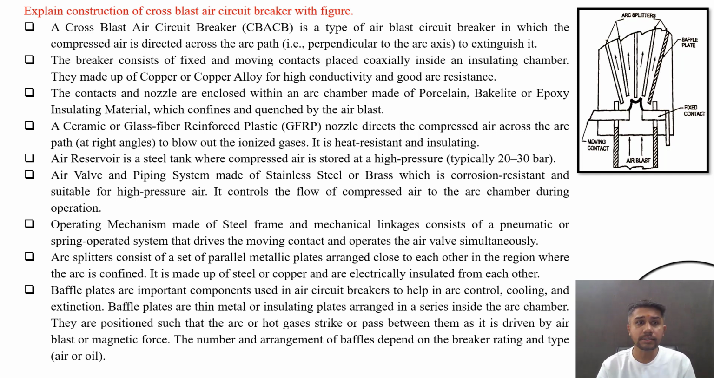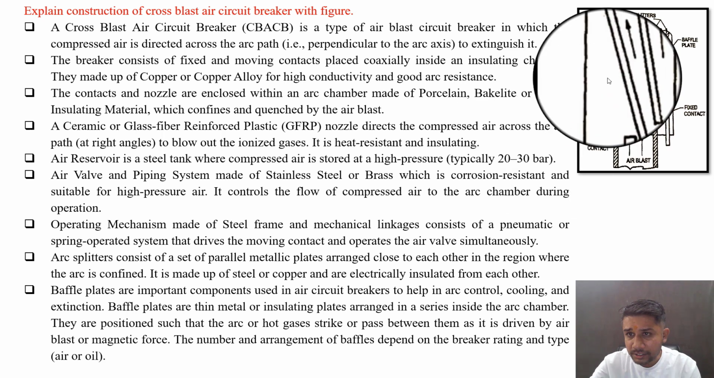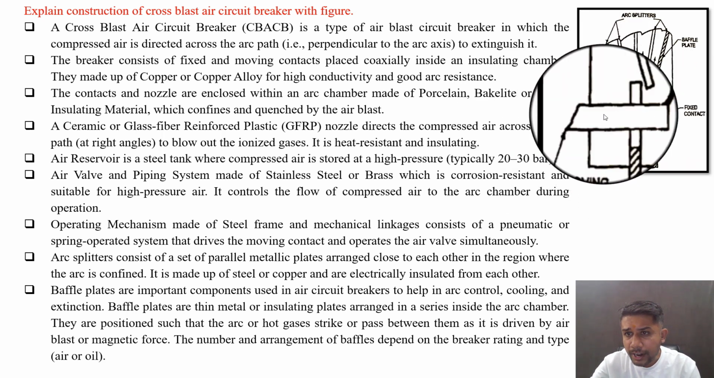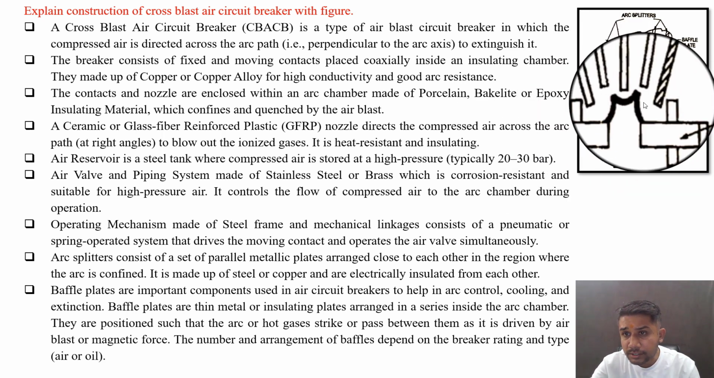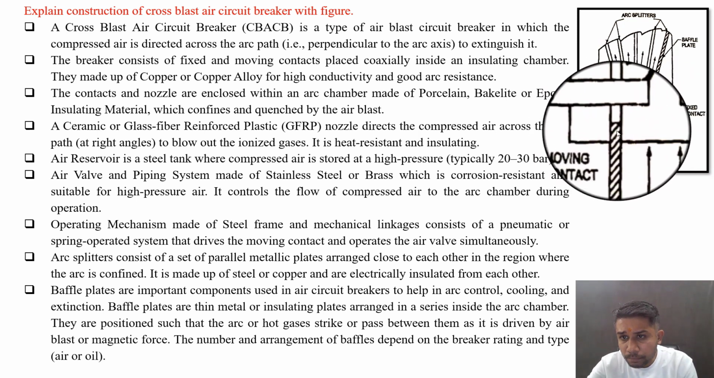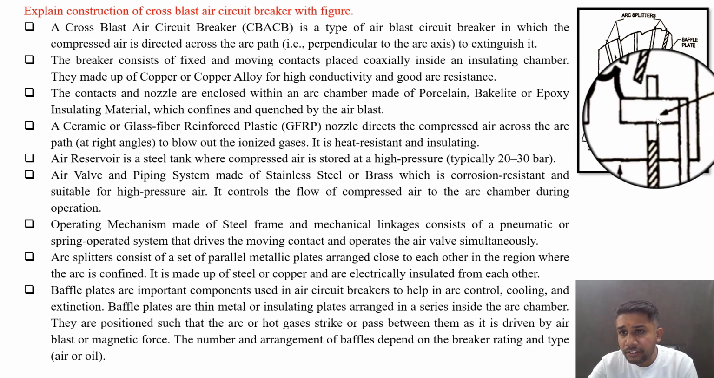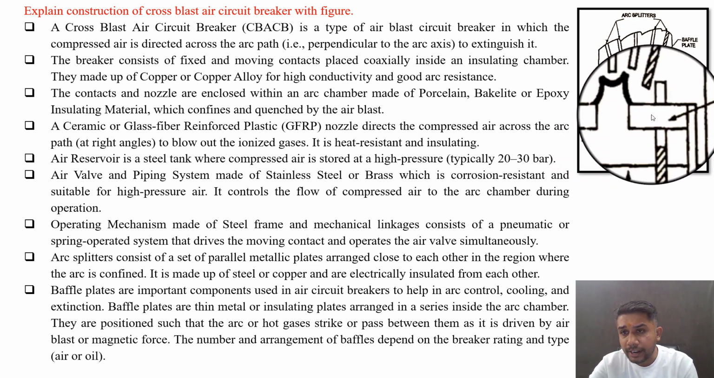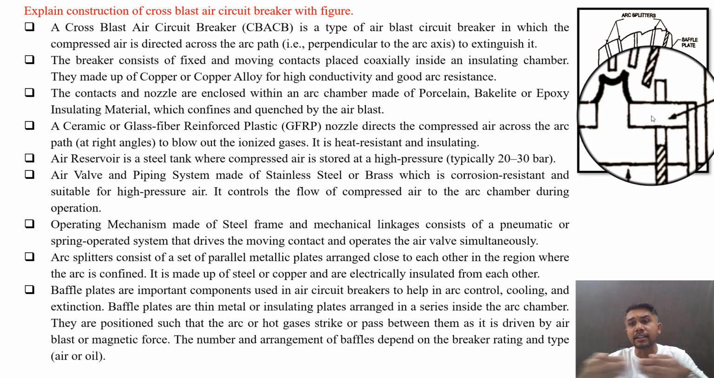Now the breaker consists of fixed and moving contacts placed coaxially inside the insulating chamber. They are made of copper or copper alloy for high conductivity and good arc resistance. You can visualize this. These two are fixed contacts and these are the moving contacts which are moving like this. So when they are separating like this, then the arc is struck in between.